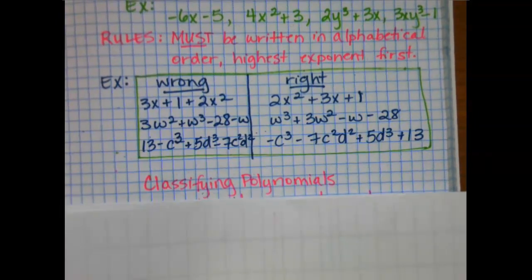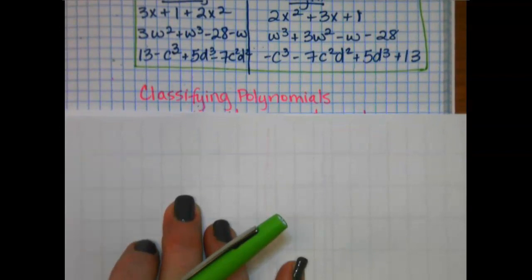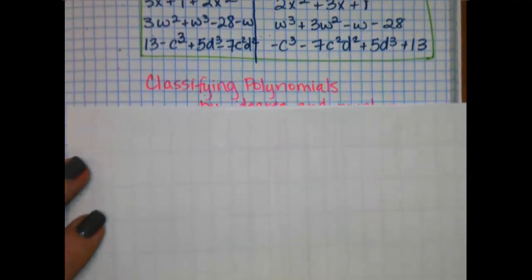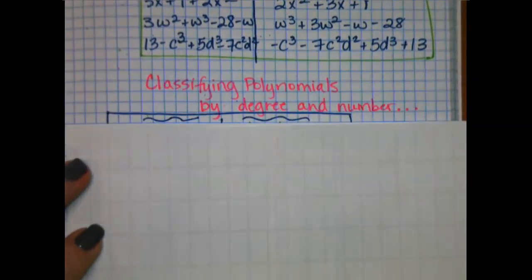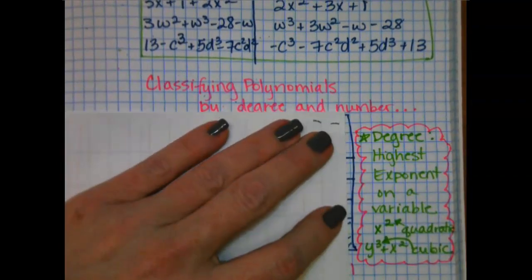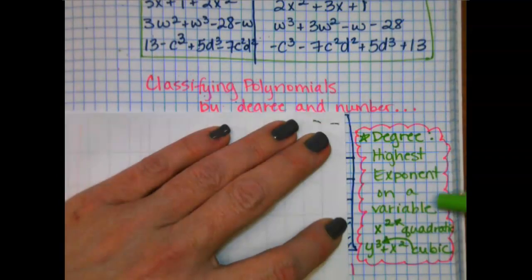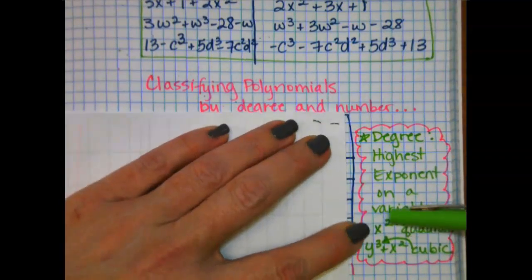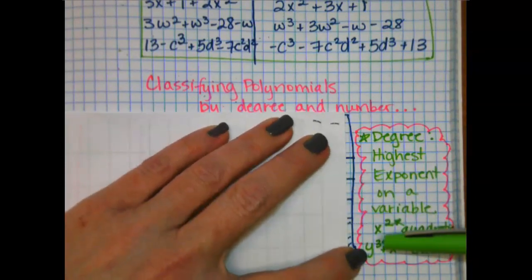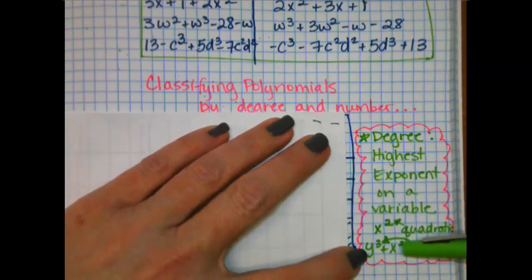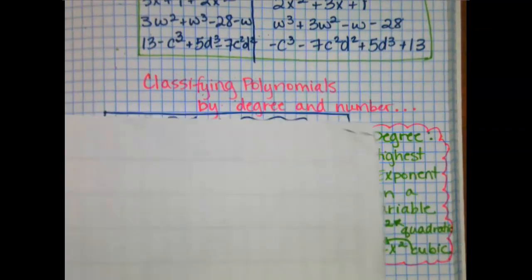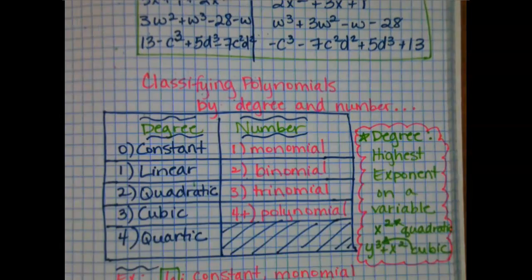When we talk about classifying polynomials, this is just being able to determine what kind they are, being able to kind of give them a name by degree and number. So when we talk about by degree, degree is the highest exponent on a variable. So for example, if I have x², this is quadratic, and I'm making a little table over here in just a minute. If I have y³ + x², I'm going to go with that 3 because it's the highest exponent, and that makes it cubic. So let's look at the differences here.